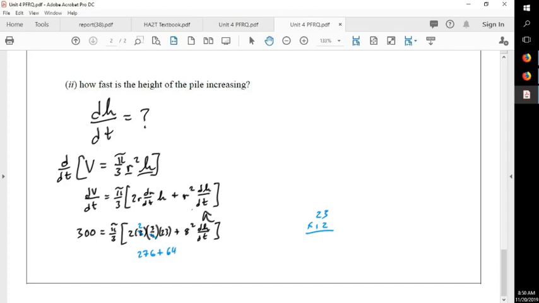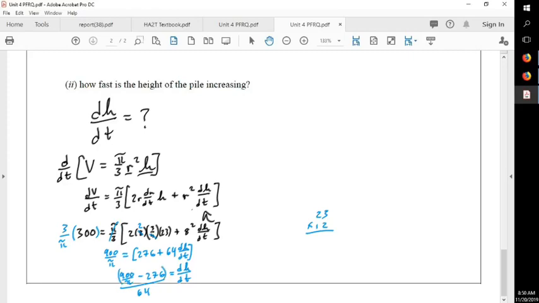We have 64 right here, dh dt. Do you want to get rid of that fraction and move it to the other side right now? I do. That means we would multiply this by 3 over pi. So that'll be 900 over pi. Now we don't need those brackets anymore. So we have 900 over pi minus 276, divided by 64, equals dh dt.